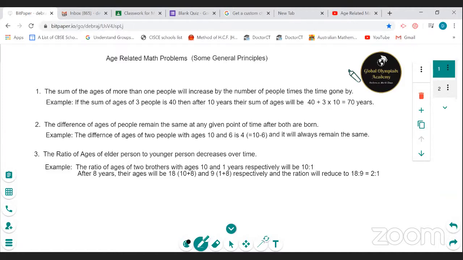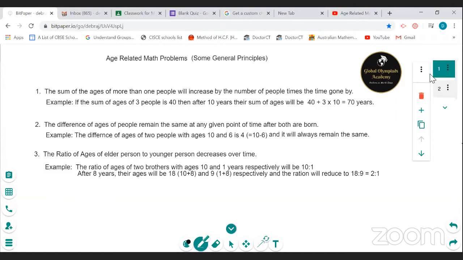The third principle is that the ratio of ages of the elder person to the younger person decreases over time. The ratio of ages of two brothers with ages 10 and 1 respectively will be 10:1. After 8 years, both of them will have 8 years added to their ages. The elder brother's age will be 10 plus 8, which is 18, and the younger brother's age will be 1 plus 8, which is 9. Now you'll see that the ratio has reduced from 10:1 to 18:9, which is equal to 2:1. So over a period of time, the ratio decreases.